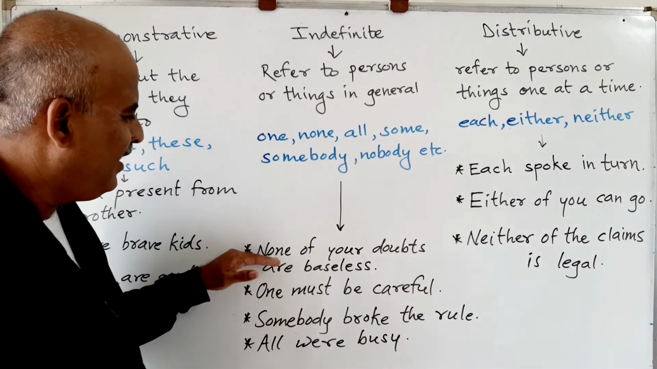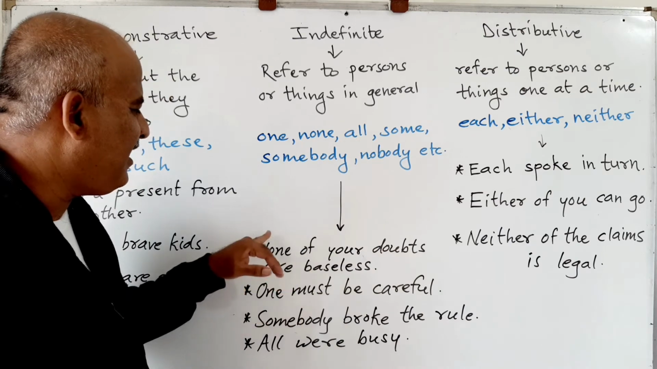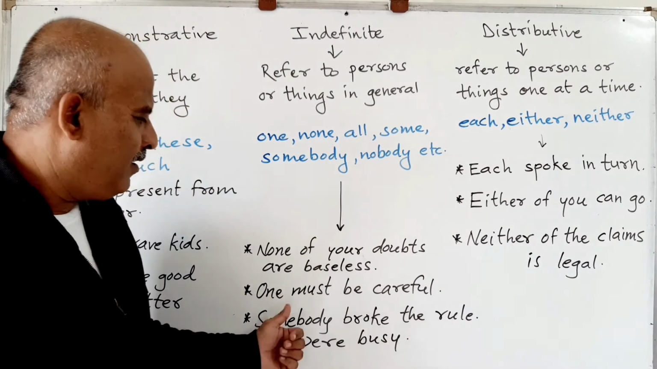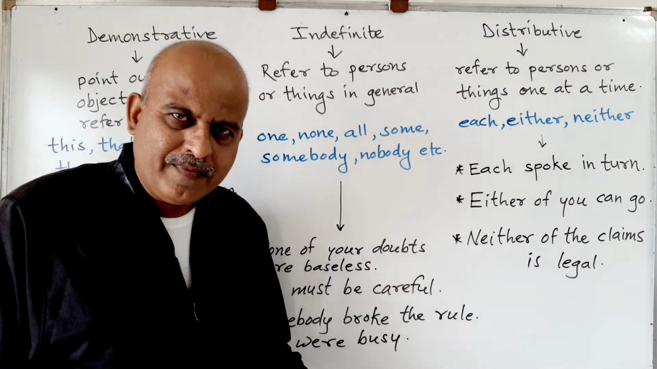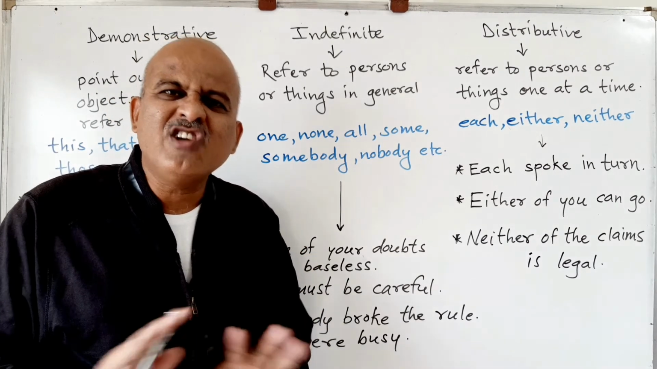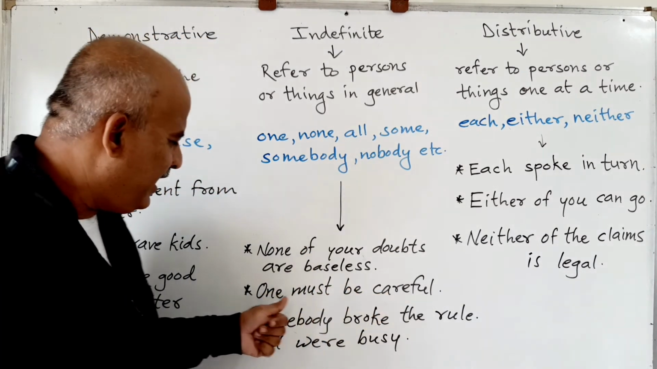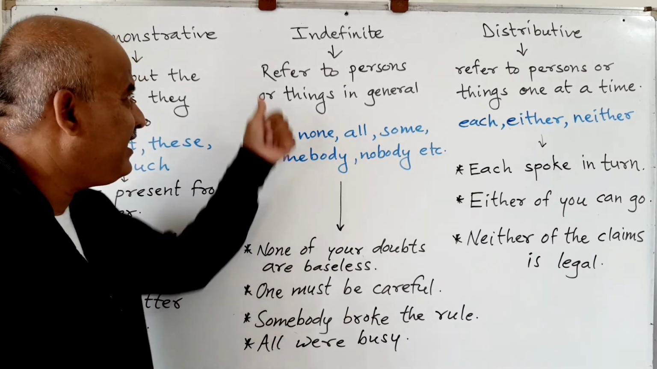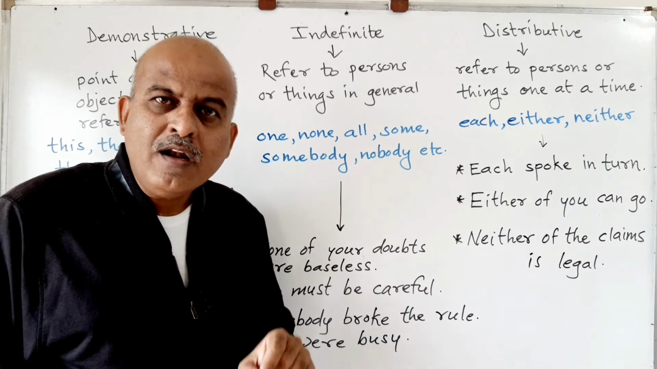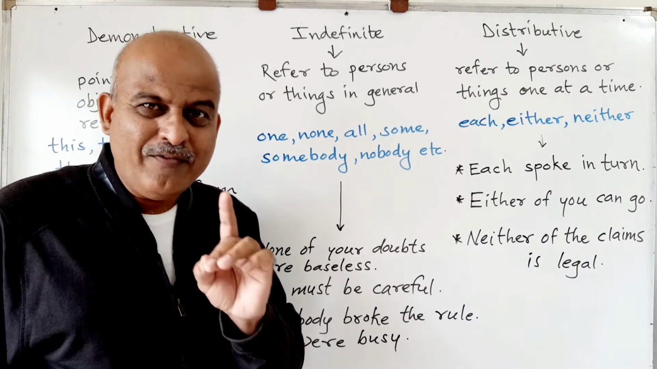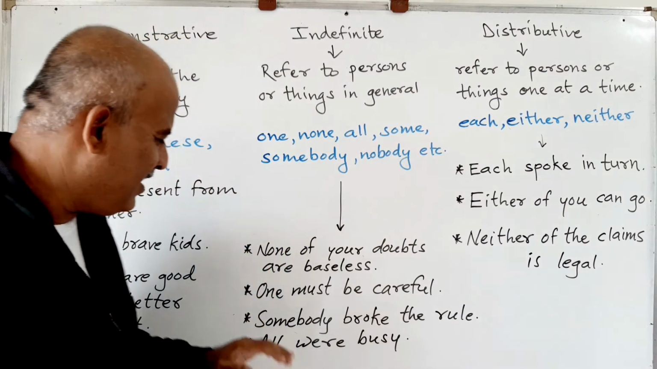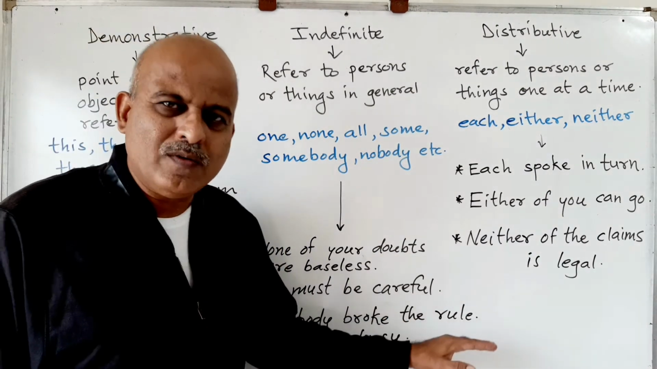Let's see. None of your doubts are baseless. Here none is an indefinite pronoun. One must be careful. Am I talking about a particular person? No, I am talking generally. Here one is the indefinite pronoun. But if I say one person, then one becomes an indefinite adjective.